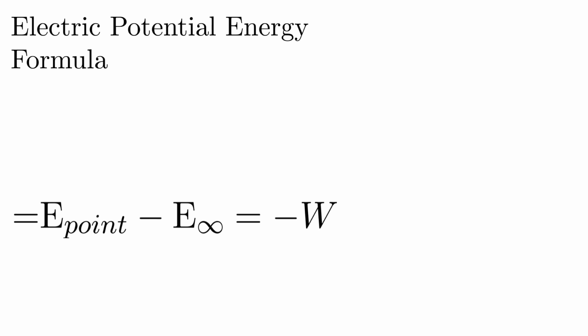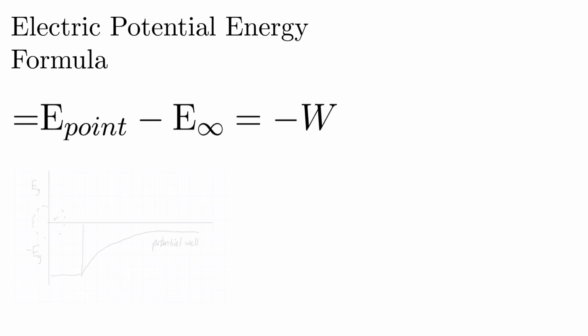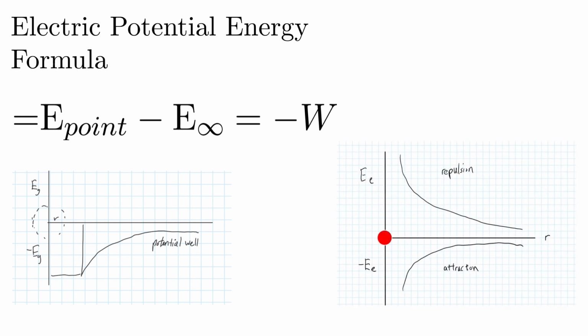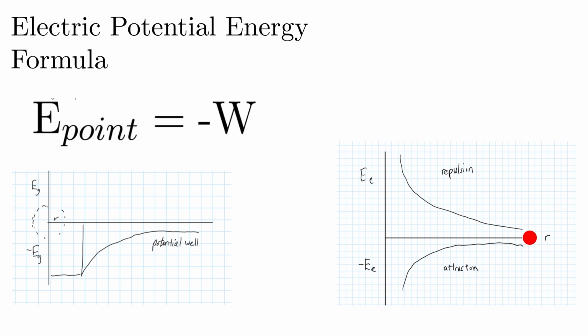What we realize from E infinity is that it's very similar to the gravitational potential energy to distance graph. And in the electric potential energy to distance graph, as the distance increases, in both cases of attraction and repulsion, the potential energy is seen to decrease. Thus, we can say that as the distance approaches infinity, the electric potential energy will be zero, making the equation become E point is equal to negative work.